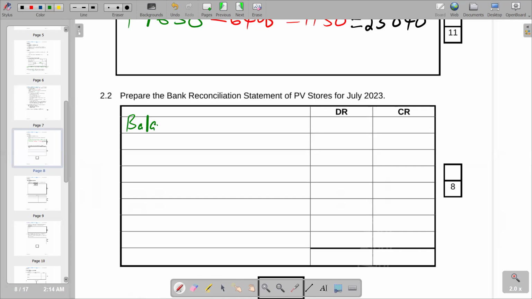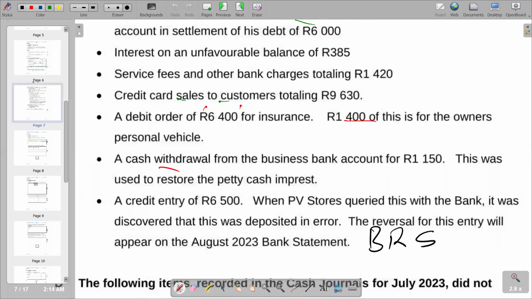So here we are saying balance as per bank statement. Balance as per bank statement. And we can get that balance in the question, so we can just try to go back and see where we can get that balance.